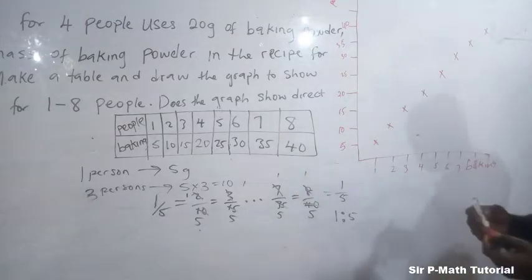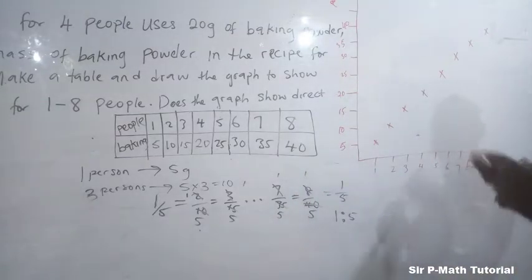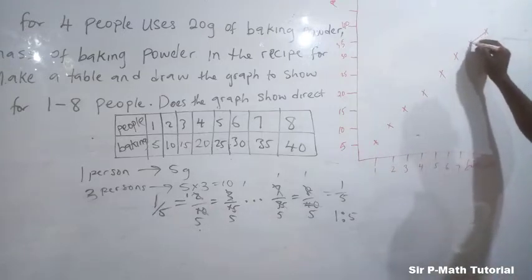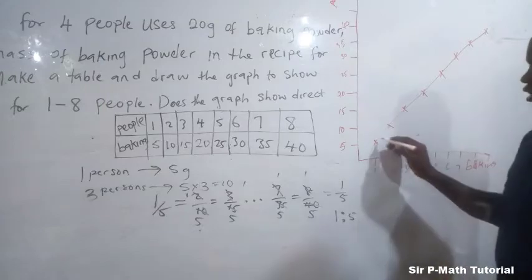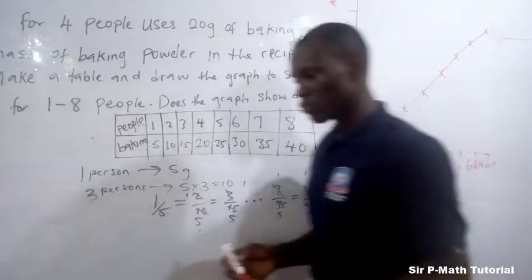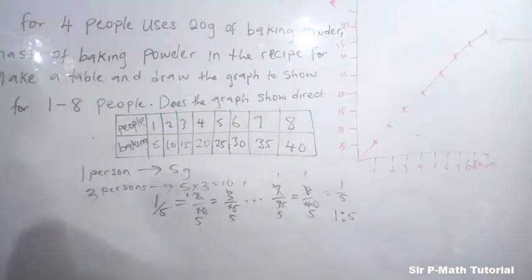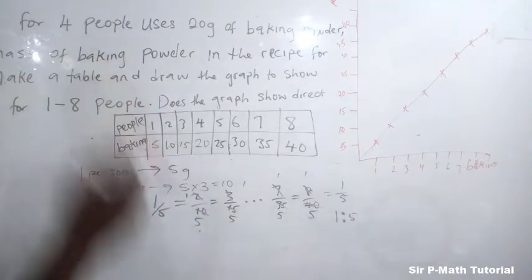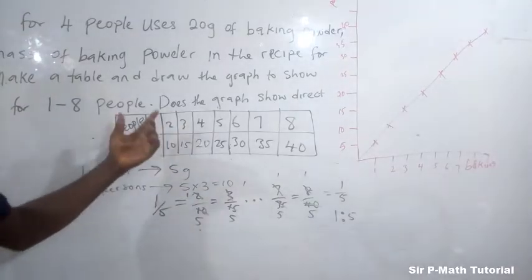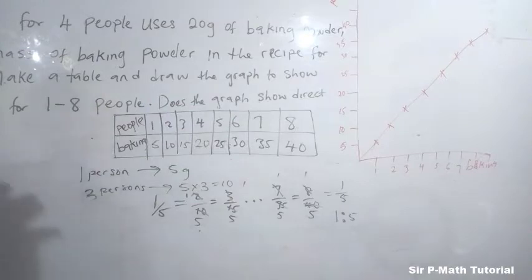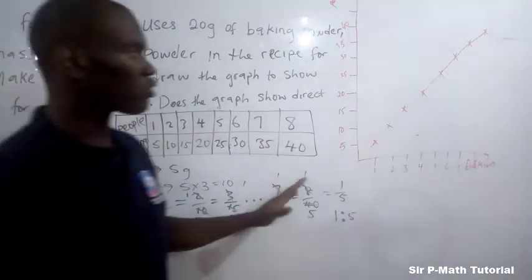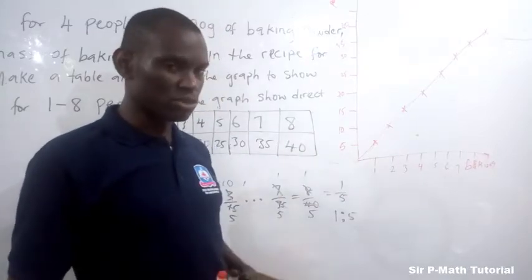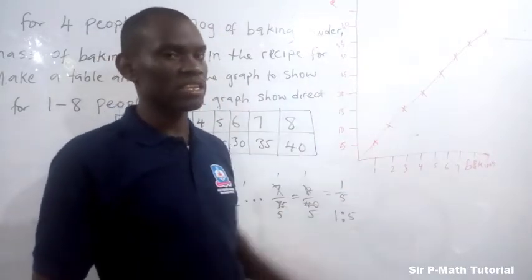Then the next thing, we join with a straight line. Just use your ruler, join it with a straight line. It is supposed to be a very straight line. So the graph of a proportion is a straight line graph. The last question here says, does the graph show direct proportion? Of course, it shows a direct proportion because the increase is in the same ratio. Therefore, it is a straight line graph.